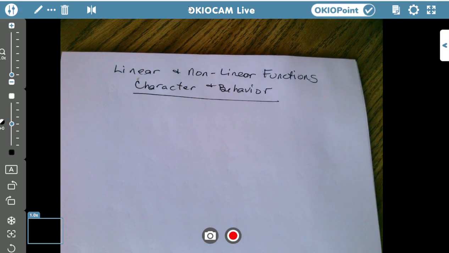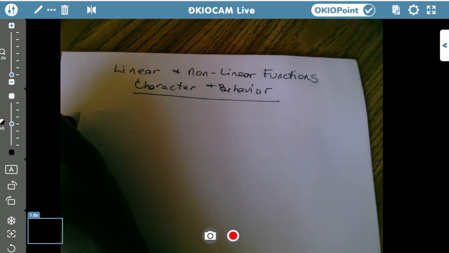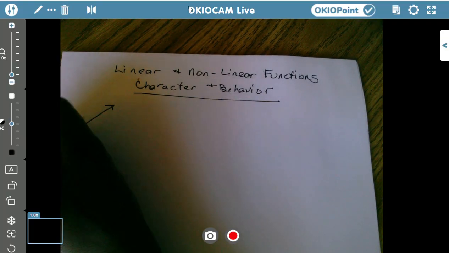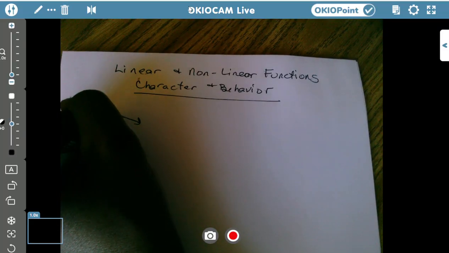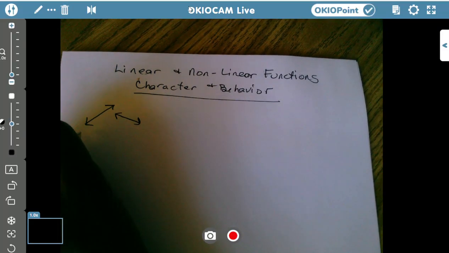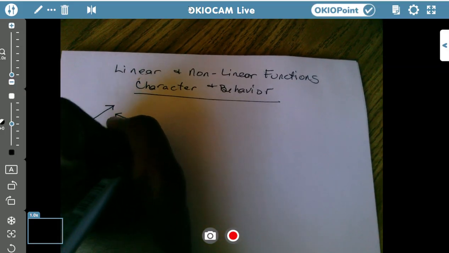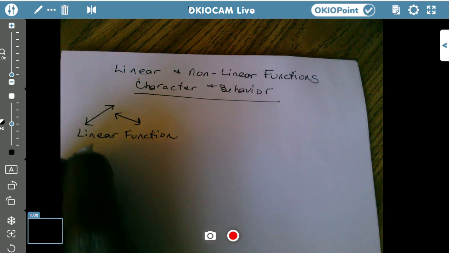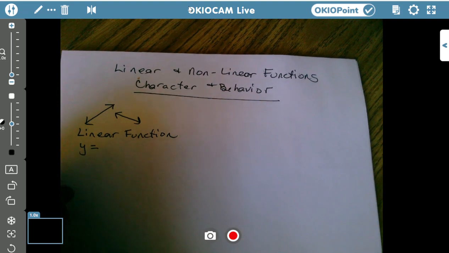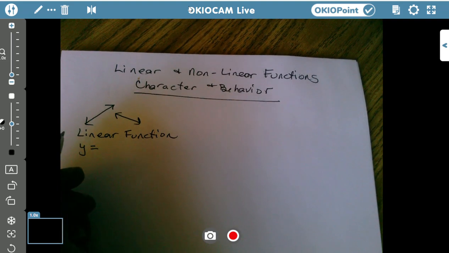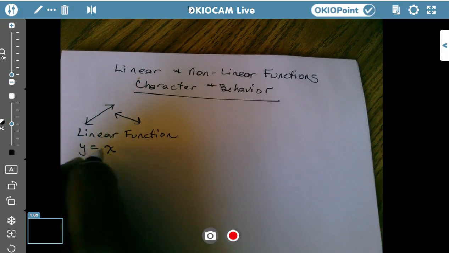Alright, so the first function is linear. Draw a linear function. If you drew a positive line or a negative line, you are correct. This is a linear function. Each one of these we're going to talk about the parent function and we're going to transform it. A linear function, the parent function is y equals x.